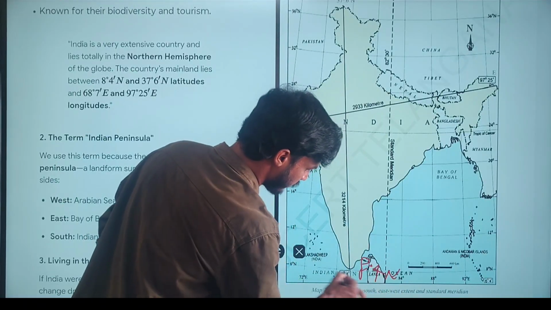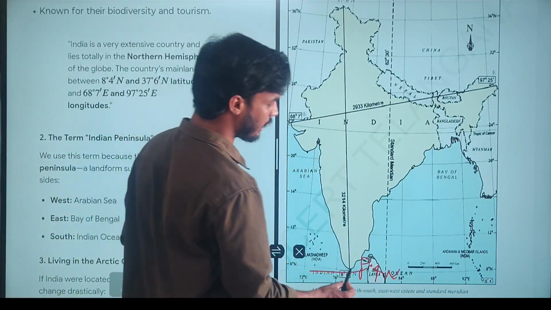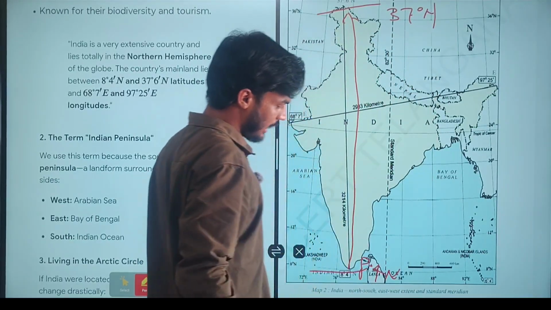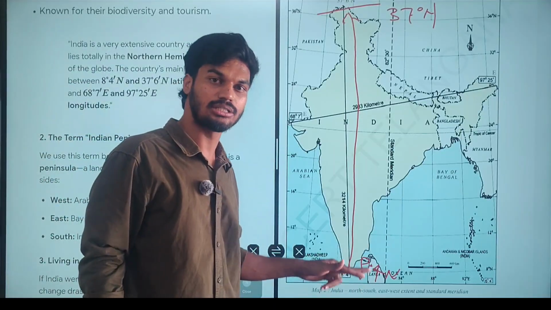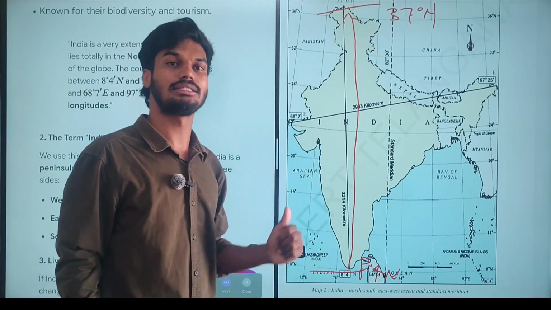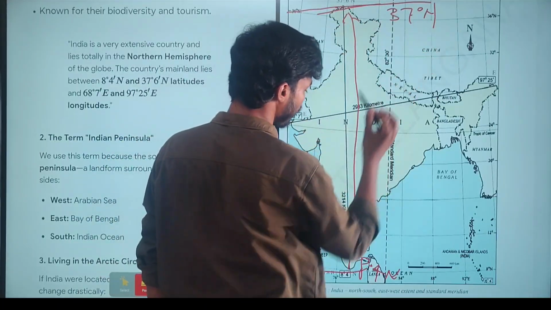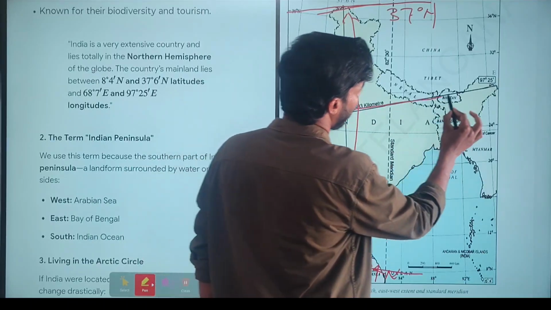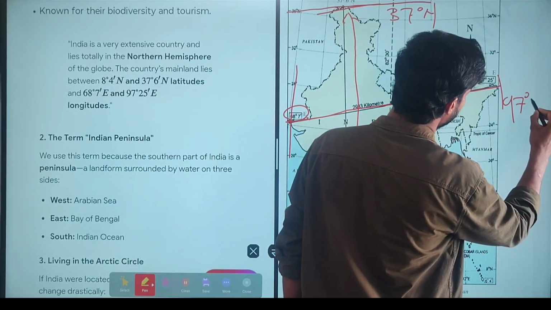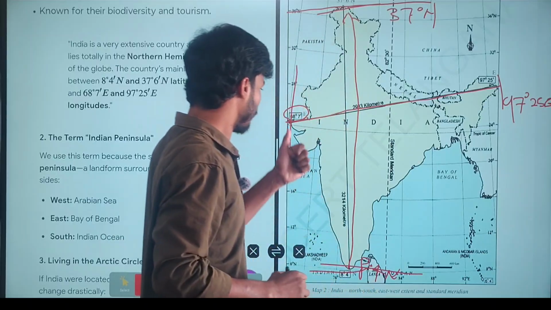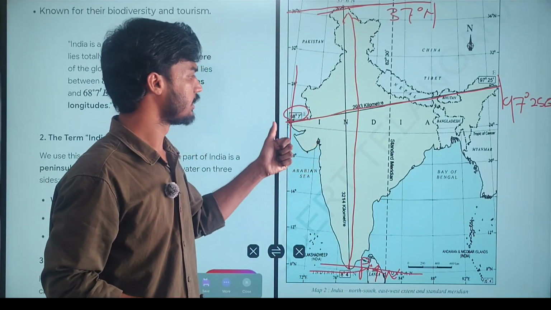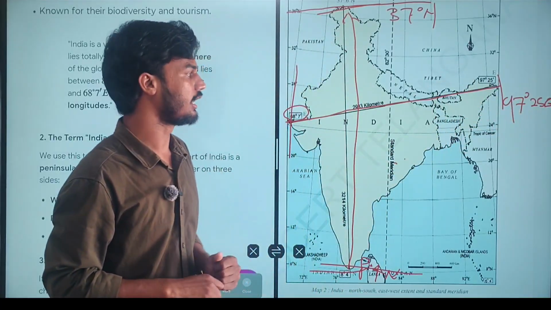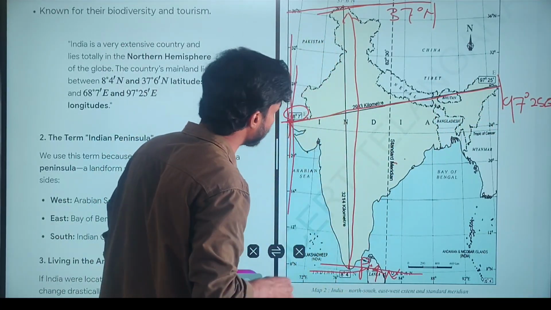India extends from 8 degrees 4 minutes north to 37 degrees 6 minutes north in latitude. Coming to longitude, it extends from 68 degrees 7 minutes east to 97 degrees 25 minutes east. Clear? And it is in the longitude direction.